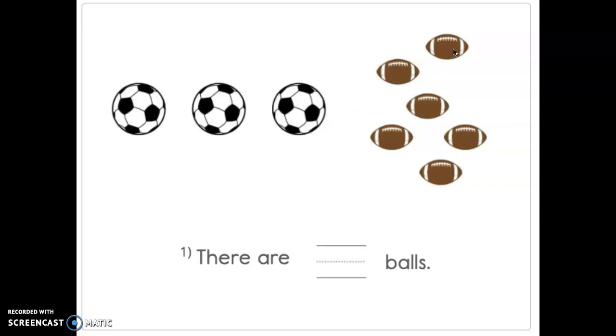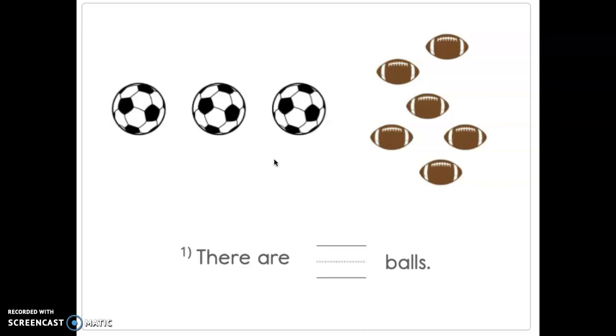And then I asked them to count the footballs. And 1, 2, 3, 4, 5, 6. So we have 3 soccer balls and 6 footballs. So how many balls do we have all together? You can figure that out in a couple of different ways. You can count all the balls. You can count on from 3 and count the footballs, counting on. You can count on from 6 and go to the soccer balls. Either one would work. Or if you happen to know the addition fact, you could use that as well.